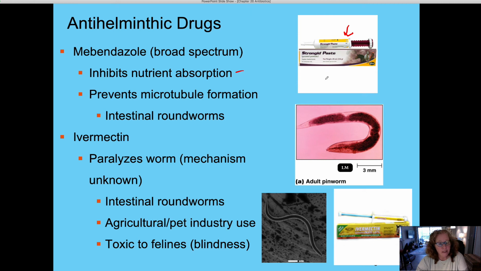It's the yellow one that your dog gets. It smells like bananas, and it's used for dogs, cats, and horses. It's used in the agricultural industry quite a bit.